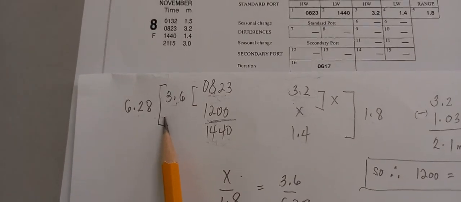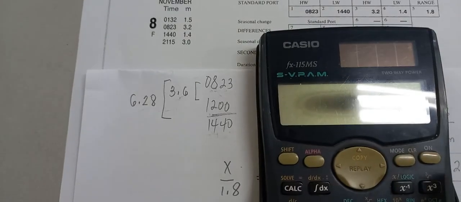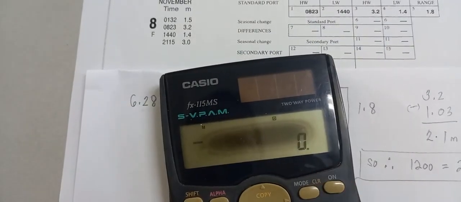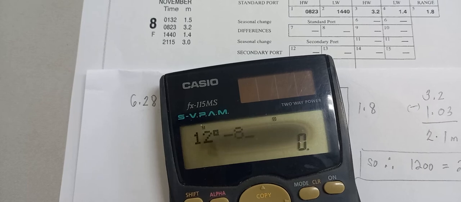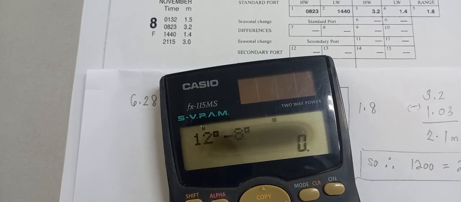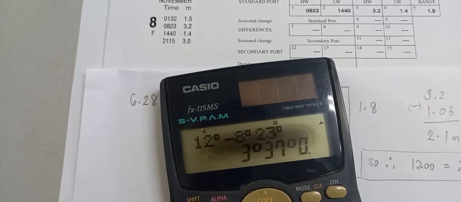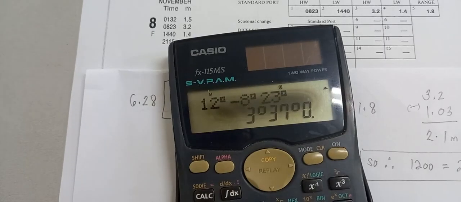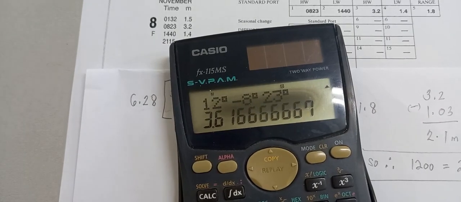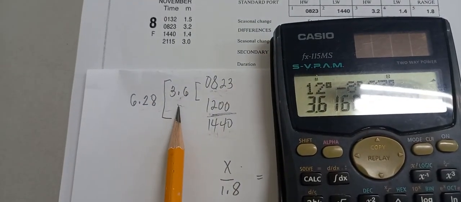So to demonstrate how to compute it using the calculator: 1200, put it in degrees, minus 8, put it in degrees, 23. It will give you 3 hours and 37 minutes. Just press the degrees button and it will give you 3.6. So there, 3.6 hours.